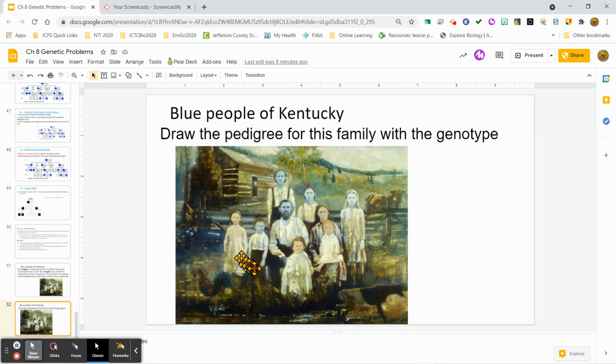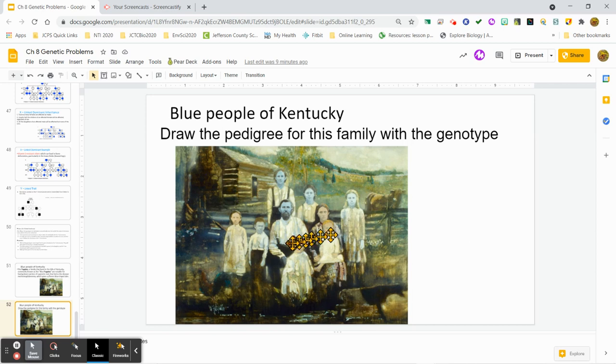And you can see here that the dad is blue, and they have 4 blue kids, right? But the mom is normal. This kid's normal, this kid's normal, and this kid's normal. So the idea is what? She has to be a carrier. This is a recessive trait. It's autosomal recessive. So she has to be a carrier in order for these kids to get it. And it is autosomal because males and females get it.